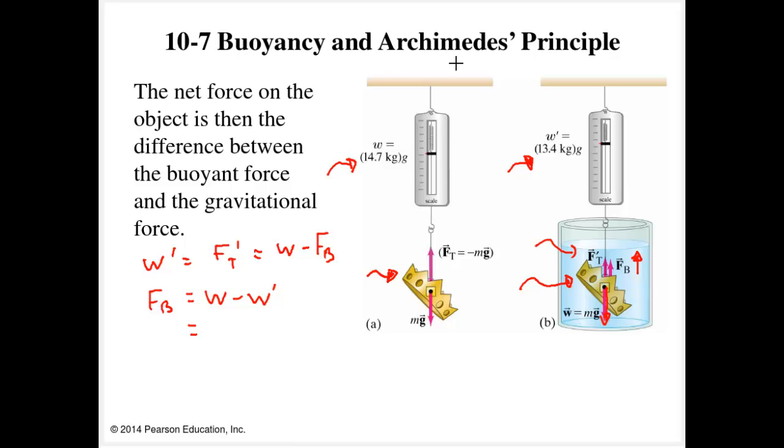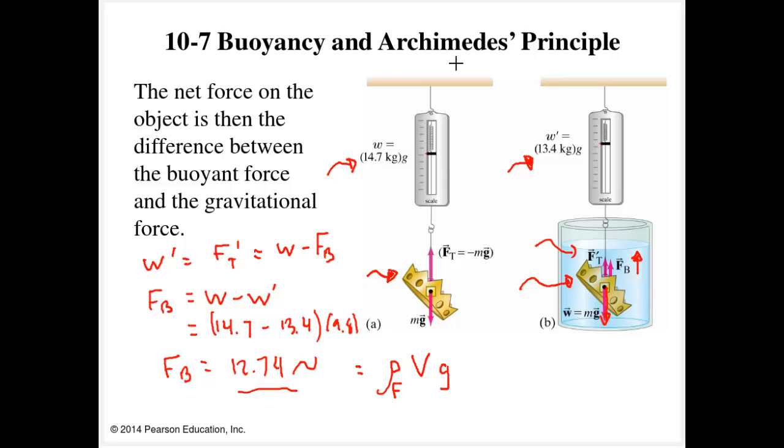So that would be 14.7 minus 13.4, both of those multiplied by gravity, 9.8. We can then get the buoyant force. That would be 12.74 newtons. Now what we could do is say that the buoyant force must be equal to the density of the fluid, and if we're using water, we know what that density is, multiplied by the volume of the crown multiplied by gravity, and figure out what the volume of the crown would be.